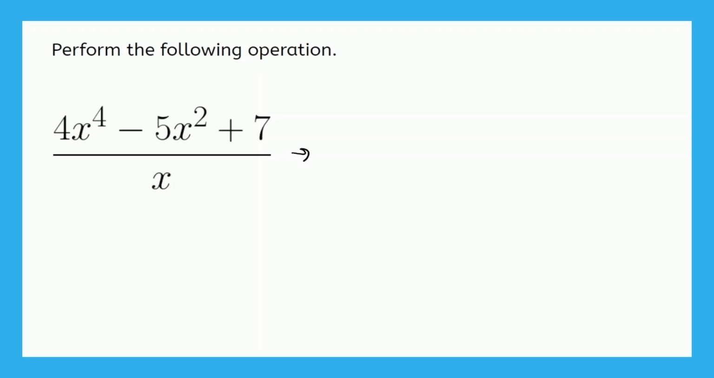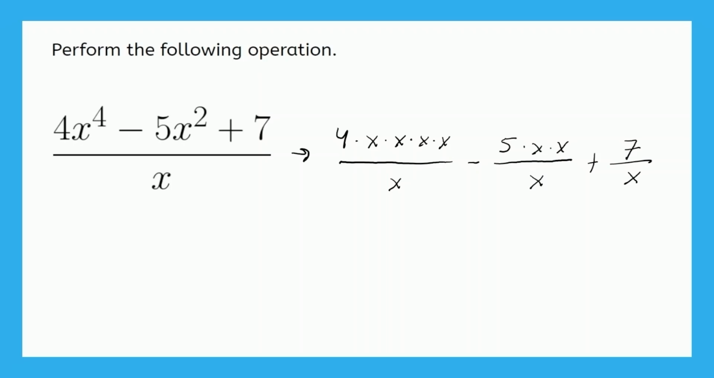So we're going to say 4 times x times x times x times x, all divided by x, minus 5 times x divided by x, and then plus 7 divided by x. Now let's cancel all of the x's that we can. So in this first part, we have one x on top and bottom that can cancel. So goodbye, goodbye. And then here we also have an x on top and bottom that will cancel.